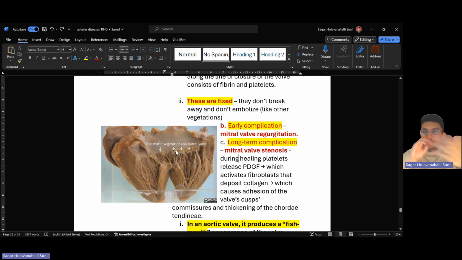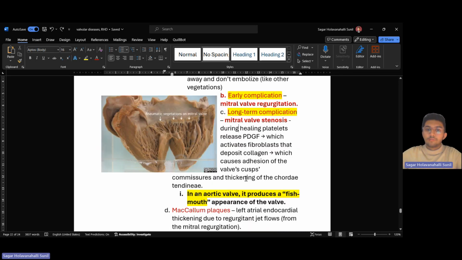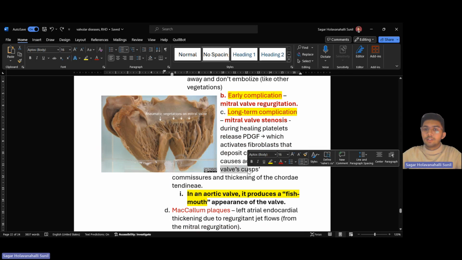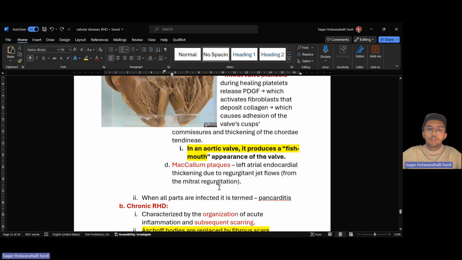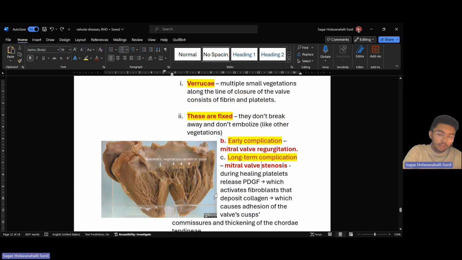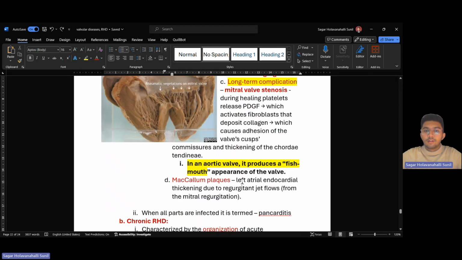However, in the long term, they can cause fibrosis and calcification. This can cause adhesion of the valvular cusps and can cause stenosis. So first you have regurgitation, then you have stenosis. If you want to differentiate which comes first, understand the pathophysiology: vegetations are formed, then they get fibrosed and calcified.